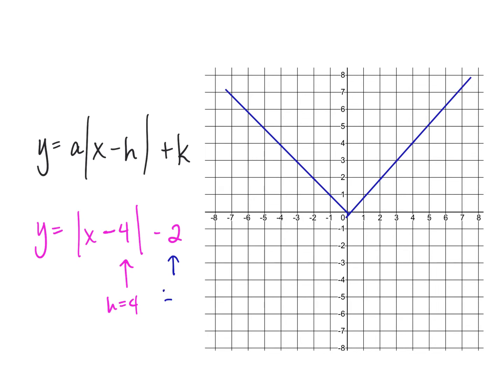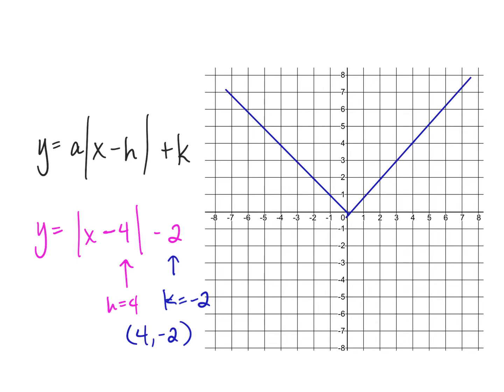I think my color coding is not making any sense, so you can ignore the color coding. So my HK point, or my locator point, is going to be at 4, negative 2. What that does is take this vertex and move the whole graph over 4 and down 2.